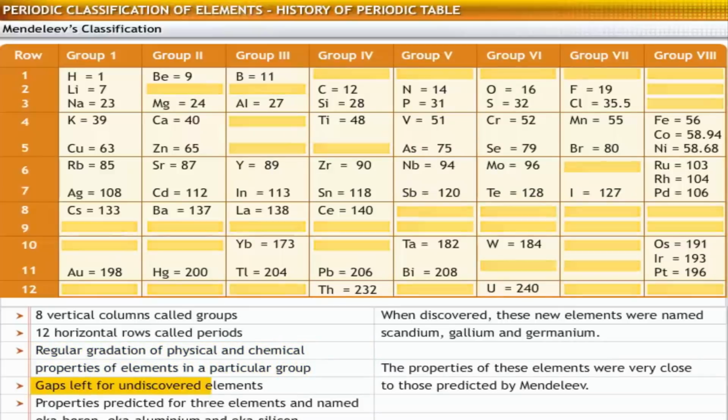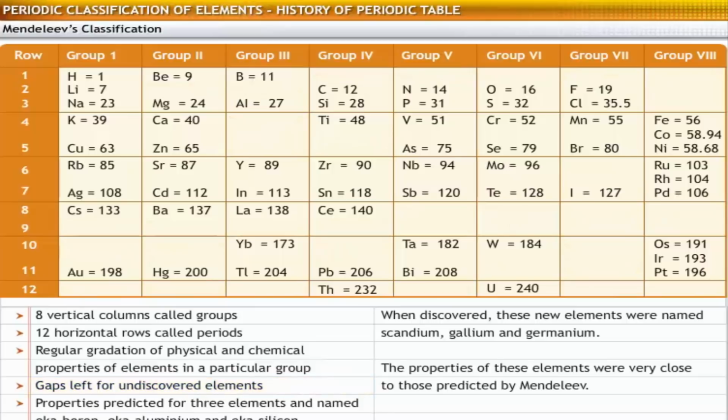The table provided gaps for undiscovered elements. The table helped predict the properties of 3 elements. These elements were named Eka-boron, Eka-aluminium, and Eka-silicon. When these elements were discovered, they were named scandium, gallium, and germanium. The properties of these elements were very close to those predicted by Mendeleev.